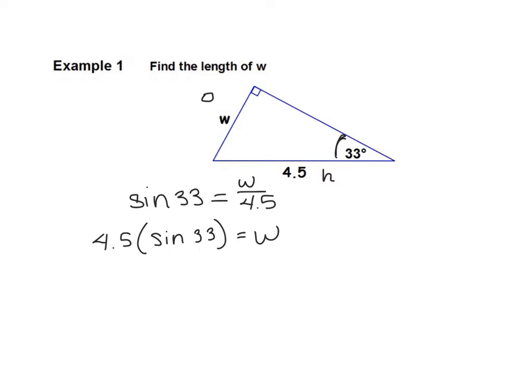Now make sure your calculator is set for degrees. It should say somewhere on the display DEG for degrees. We do not want it in radians. You're going to learn more about radians tomorrow. So just put that in your calculator and you're going to get a decimal approximation. In this case, 2.45 is the length of W.